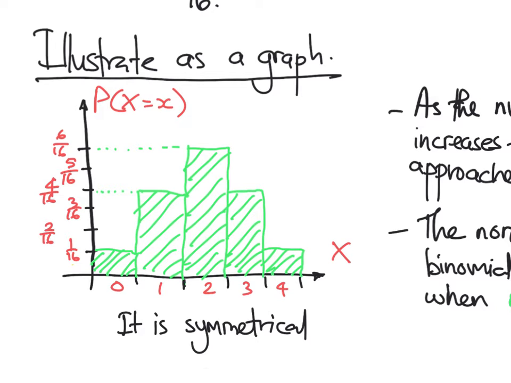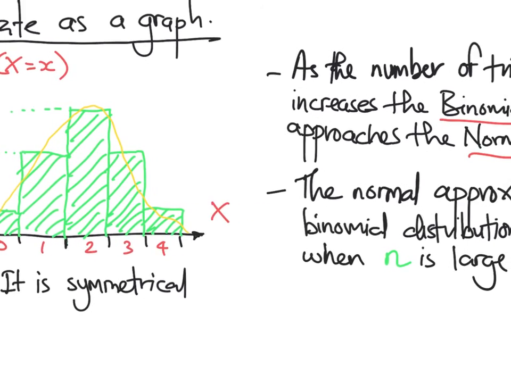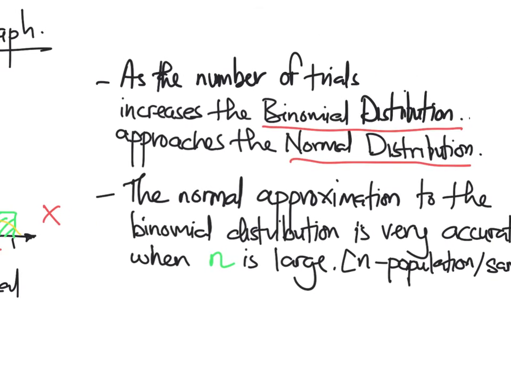1 tail, it's 4 over 16. 2 tails, 6 over 16. 3 tails, 4 over 16. And 4 tails, again 1 over 16. You find that it is a symmetrical distribution. I can draw it here. It's somewhat a bell curve. It goes up and comes down. This time we only managed to do 4 coins, and that's why we only have 4 bars in the histogram. But what if I have more?